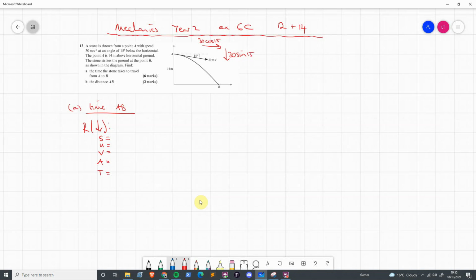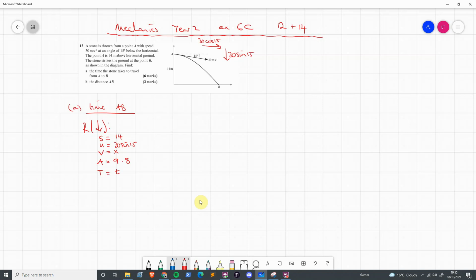For it to travel A to B, I'm going to be going down that 14 metres to the ground, so a displacement of 14. My initial speed is going to be 30 sine 15. My final velocity, we don't know, we don't care. The acceleration is going to be gravity, positive this time because I'm taking downwards as positive. And the time is something I am concerned about.